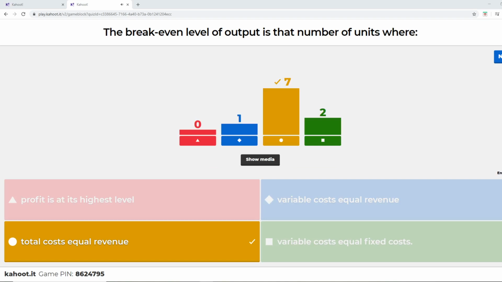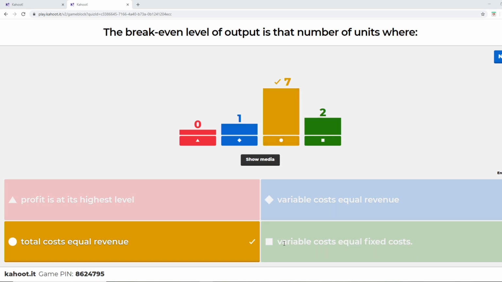Okay, break-even level of output. Still remember this? When total cost is equal to total revenue, that is where you will get a draw. That is where you will get zero profit. And that is what we call a break even. That is the break-even point. So number 7.